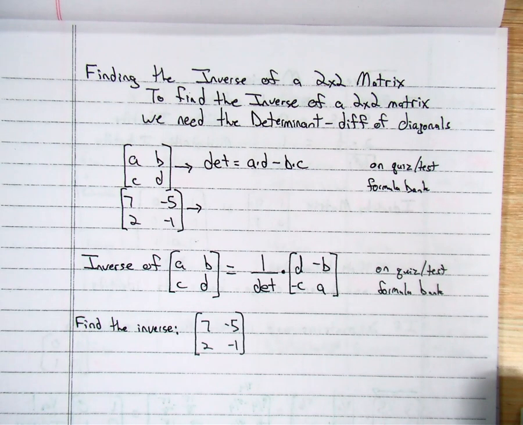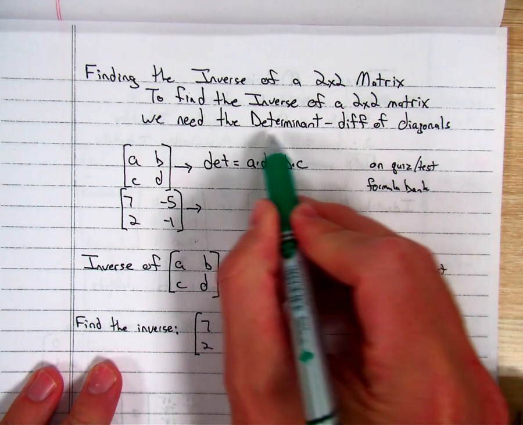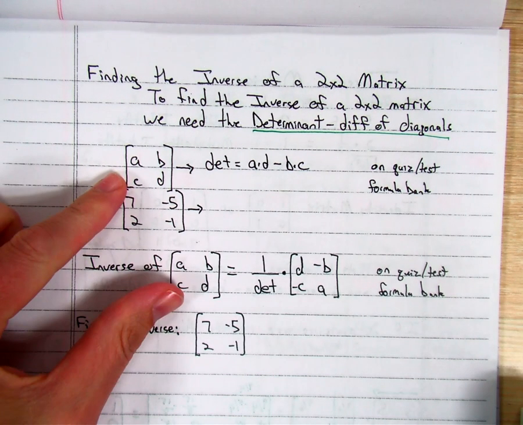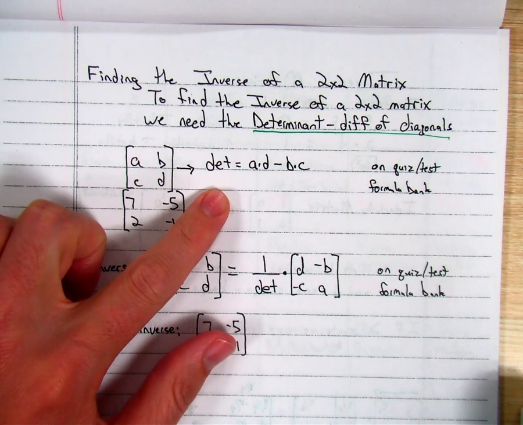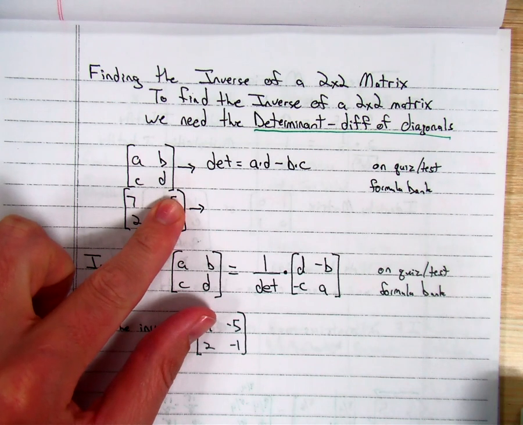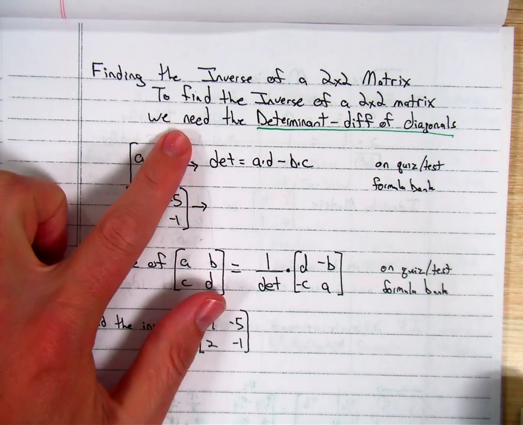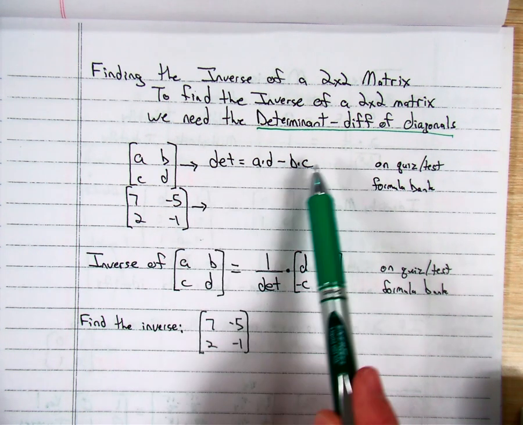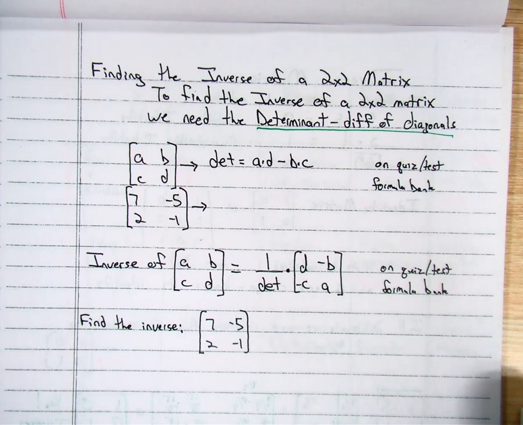To find the inverse of a 2 by 2 matrix, we need the determinant, which is the difference of the diagonals. Okay, so for some generic matrix A, B, C, D, the determinant is A times D minus B times C. AD minus BC. And that will be on the quiz or a test. It might not say determinant equals, but this little piece here should be on there.